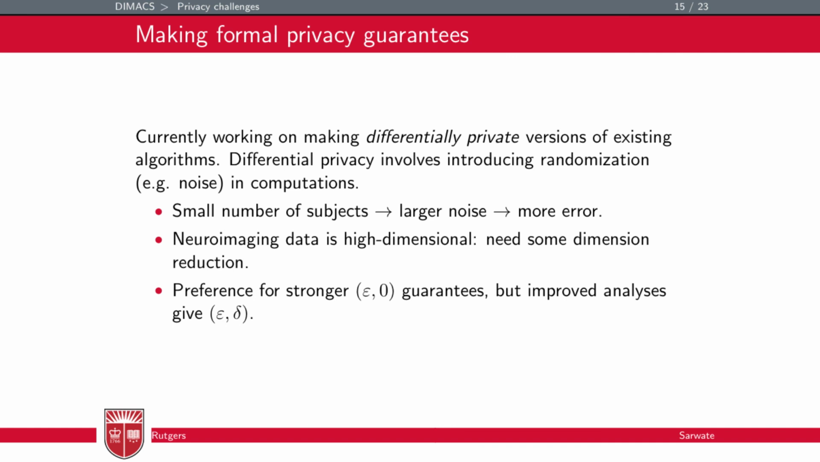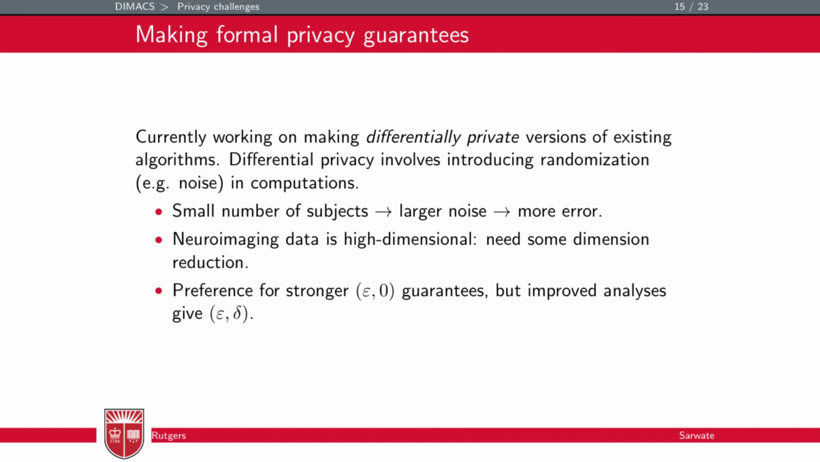As I said, a challenge for using differential privacy is that, as Adam pointed out, differential privacy involves introducing some randomization. In particular, we often think about it as noise, but it doesn't have to be noise, as he said. But if I do think about noise, if you have a small number of subjects, which is typically the case for these studies, and the number of people in these schizophrenia studies is quite small, you end up introducing a larger amount of noise for a fixed guarantee of reasonable privacy, and so you'll get a lot of error.